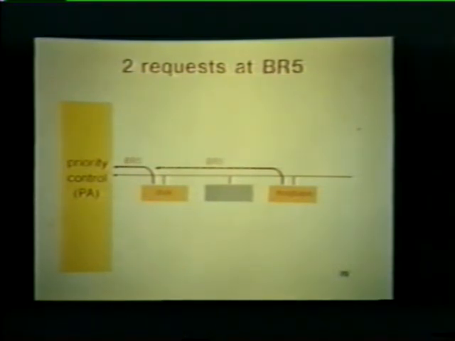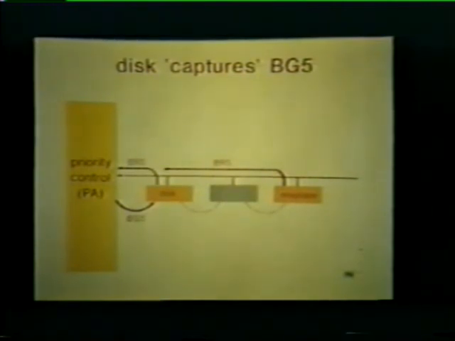The priority control does not distinguish between the requests. All it knows is that the BR5 request line is active. If the CPU is operating at a lower priority level, the priority control acknowledges the BR5 request by placing a grant signal on the BG5 line. Because the disk is closest to the priority control, it gets first chance at the signal. And because the disk has made a request, it captures the grant, preventing it from going any further.